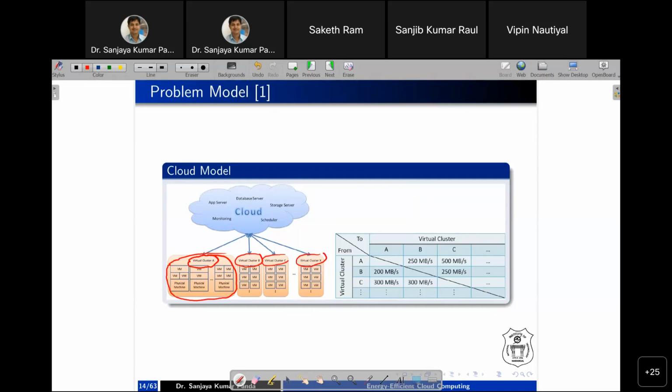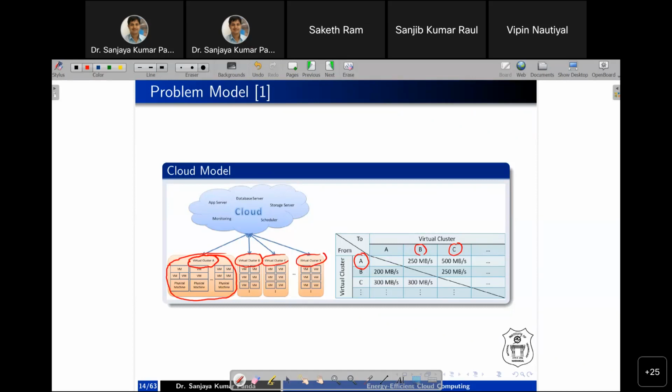And it is not necessary that these clusters are present in one boundary, under one organization or one institution. They may be present in different institutions. So while you are migrating your load from one virtual cluster to another virtual cluster, you have to look into the bandwidth. For example, in this case, if you want to move your load from region A or virtual cluster A to virtual cluster B, then the bandwidth is 250 megabits per second. But if you send to virtual cluster C, it is 500 megabits per second. So these things are very much important. You are migrating, which means your load you are giving to someone.